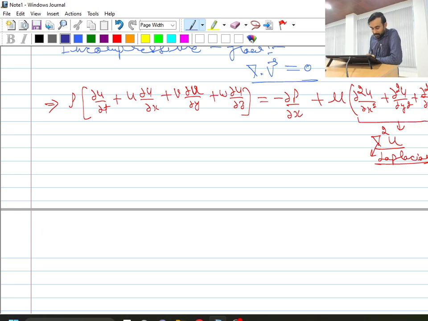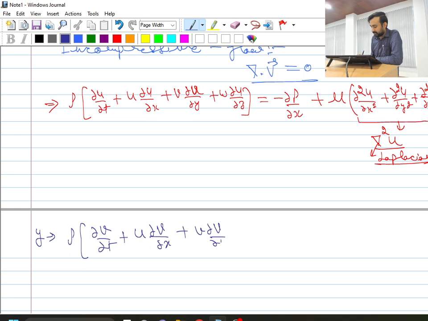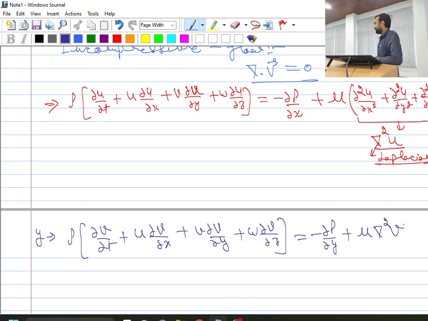But now similarly, can you write down the y momentum equation? Please tell me, what will be the y momentum equation? Rho times del v by del t plus u times del v by del x plus v times del v by del y, please tell me fast. Now tell me what I will be having next. What will be the next term? Simply mu times del square v. Okay.